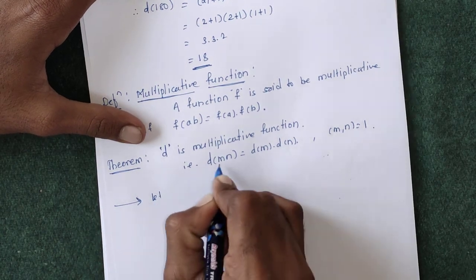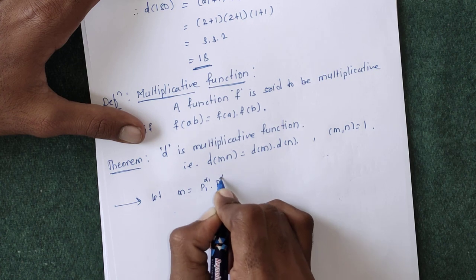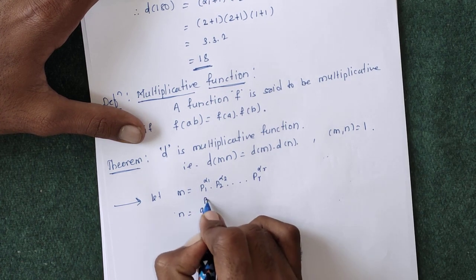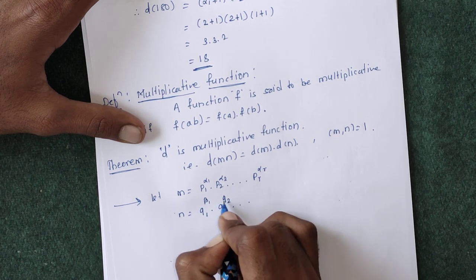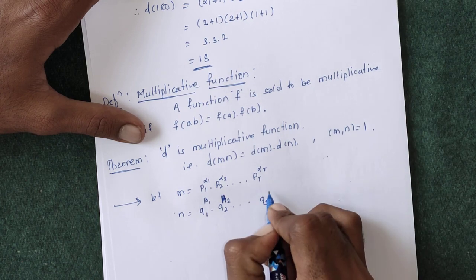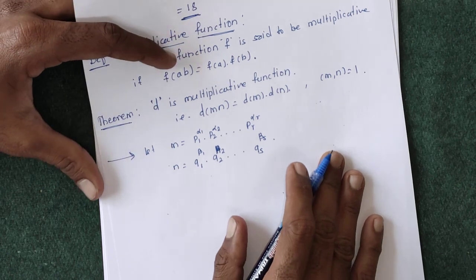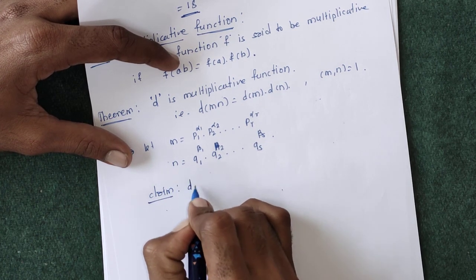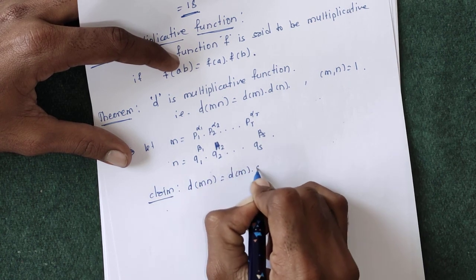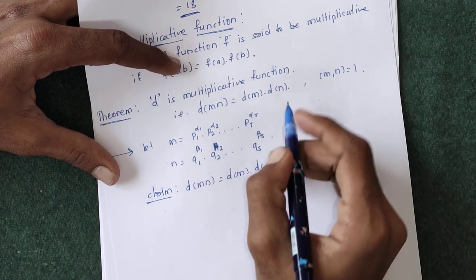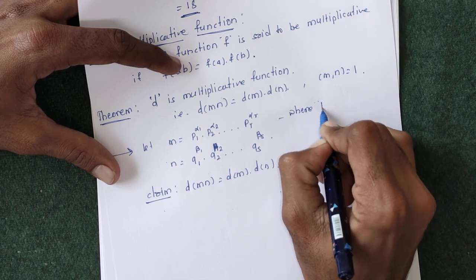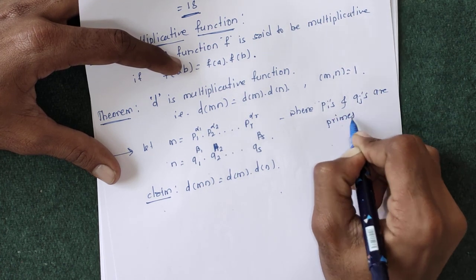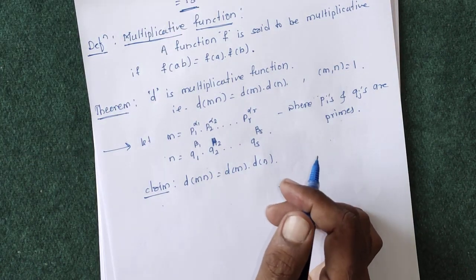So here let us take m is equal to p1 raised to alpha 1, p2 raised to alpha 2, up to pr raised to alpha r, and n is equal to suppose q1 raised to beta 1 into q2 raised to beta 2, up to qs raised to beta s. So this is the canonical representation of m and n, where the pi's and qj's are prime numbers. Our claim is d of mn is equal to d of m into d of n.